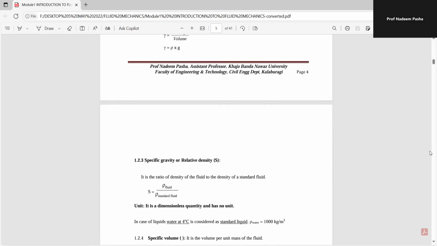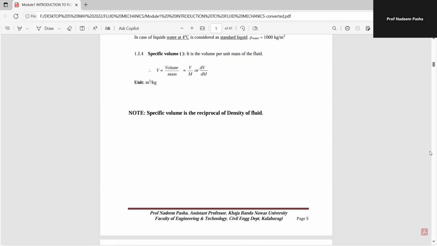Now coming to one more property of fluid, that is specific volume. So how will you define specific volume? As the name itself indicates, we are very much concerned about volume. So it is the ratio of volume per unit mass of the fluid.